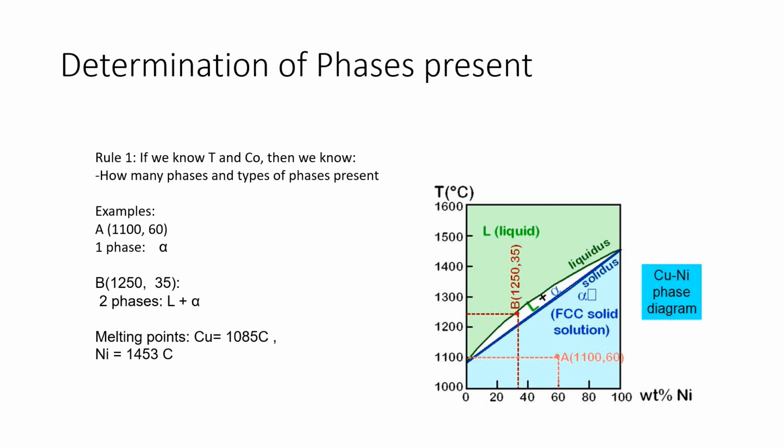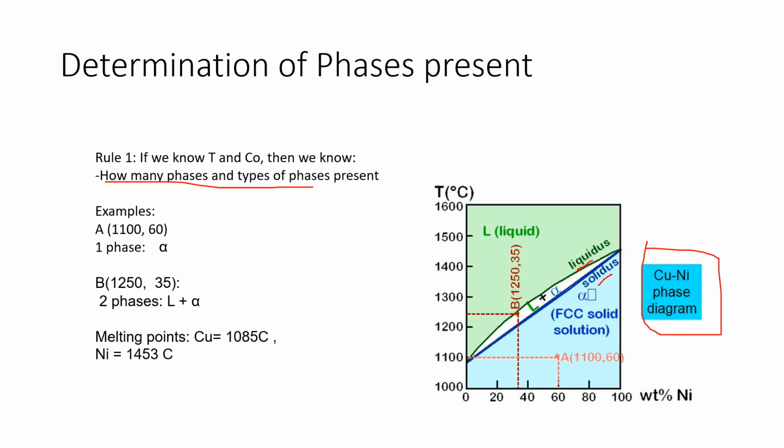Determination of phases present. In order to know about the determination of phases that are present in unary or binary phase diagrams, we must know one rule: if we know the temperature and composition, then we know how many phases are present. So again we will repeat the copper-nickel phase diagram. In this copper-nickel phase diagram, the liquidus and solidus lines are plotted.